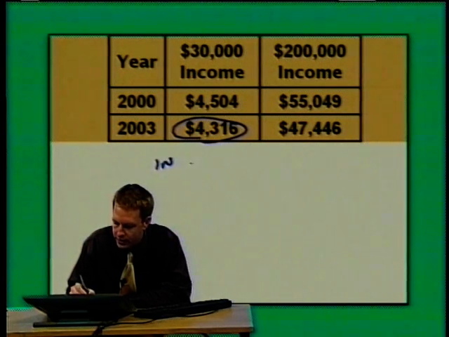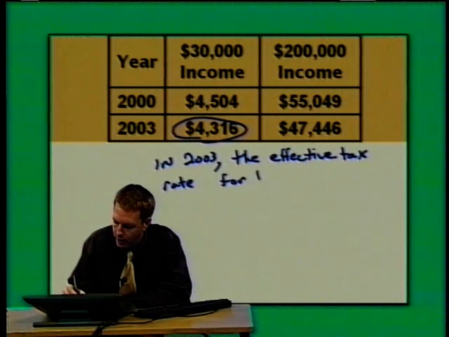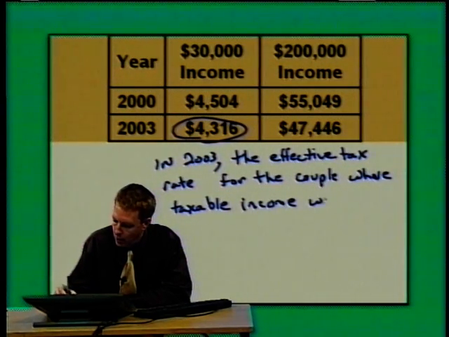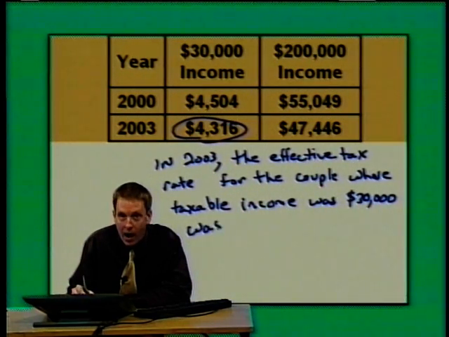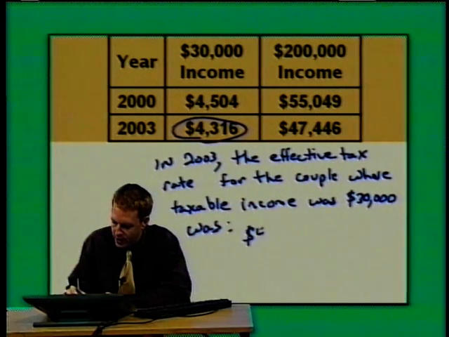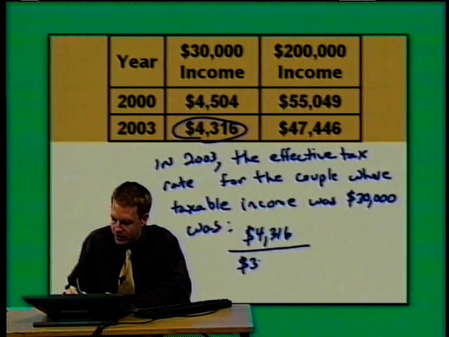So in 2003, the effective tax rate for the couple whose taxable income was $30,000 was, so let's take the total amount of taxes paid to the U.S. government. That was $4,316. Let's divide out the taxable income. That was $30,000.